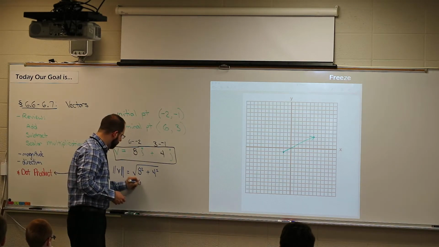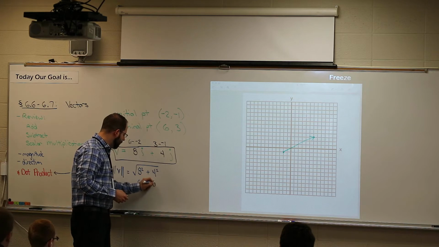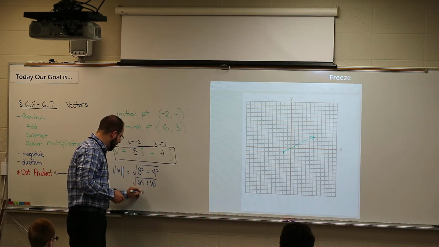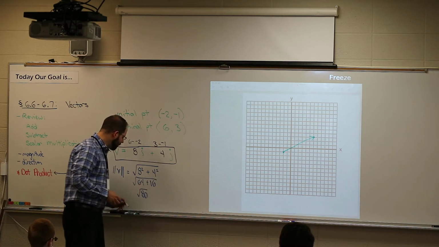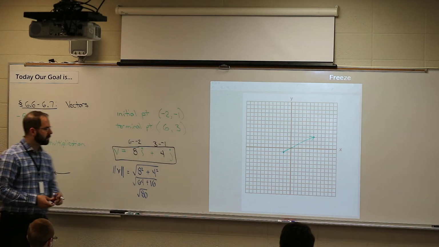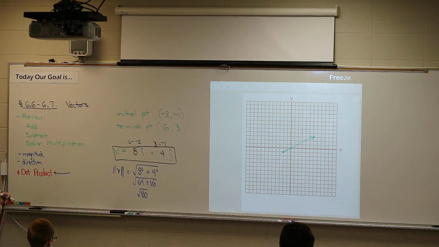So this is 64 plus 16. When I add those together, I think I get 80 perfectly. And I take the square root of 80, whatever that is. It's almost 9, like 8.99. Make sense? That's the length of that stick, the length of the actual vector itself.